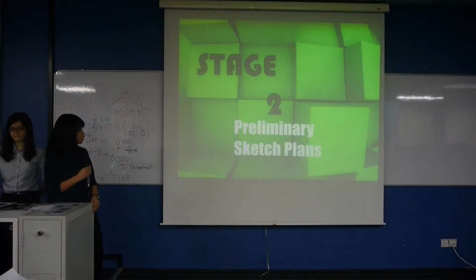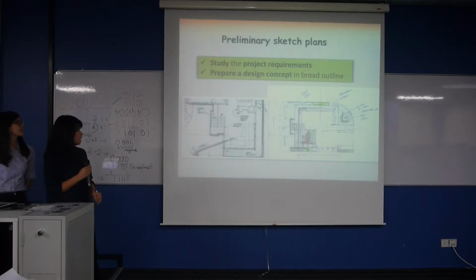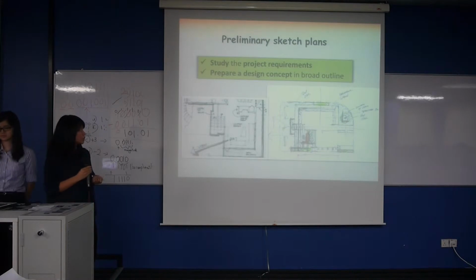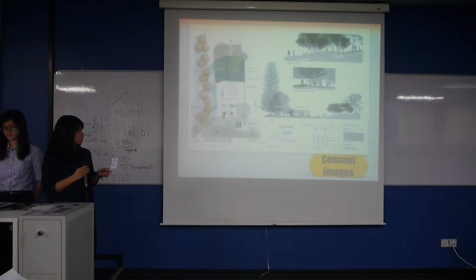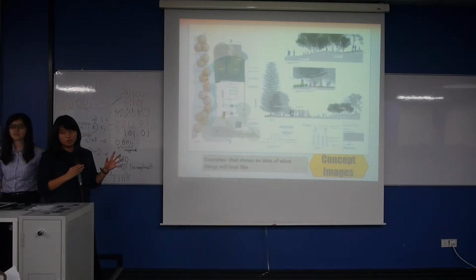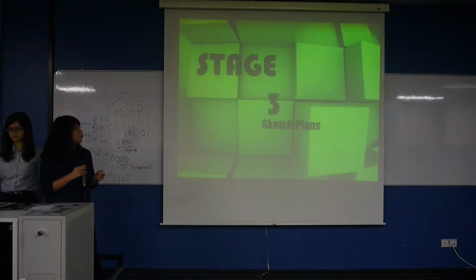And stage 2 is the preliminary sketch plans. Normally, the landscape architect needs to study the project requirements and prepare a design concept in a broad outline. Concept images are a preview that the landscape architect prepares for the client to look at, showing how the project will look when it's done.